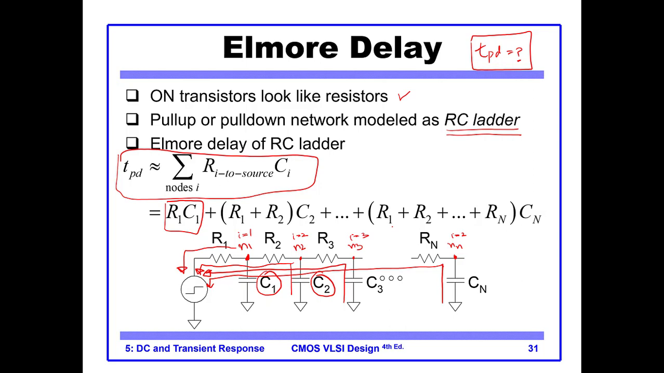Often when you convert your circuit into the equivalent RC model and you simplify the circuit, you will see that you get an RC ladder and the TPD can be easily calculated from the RC ladder using this formula. Okay.